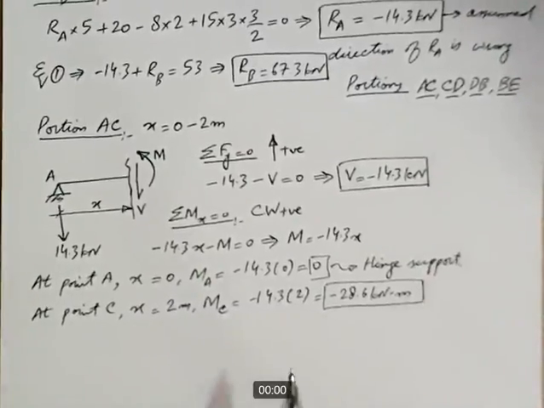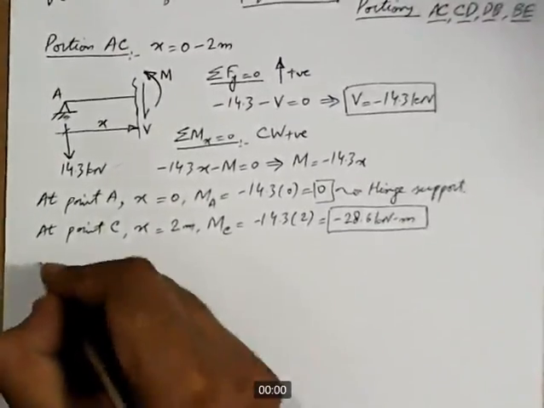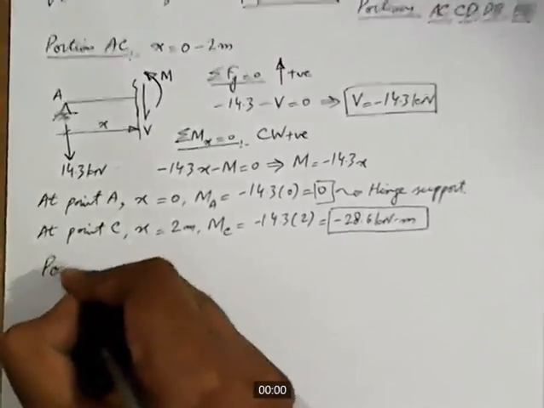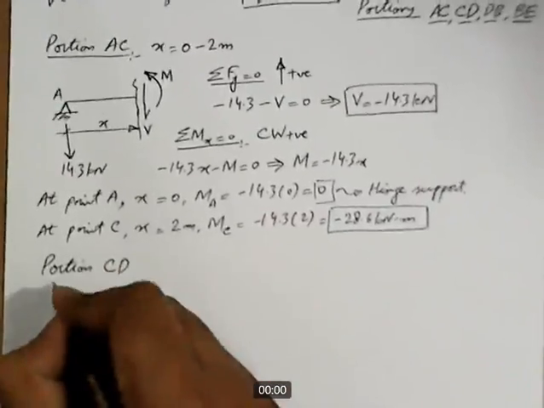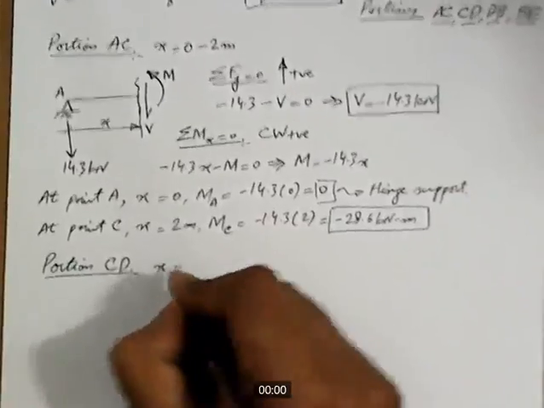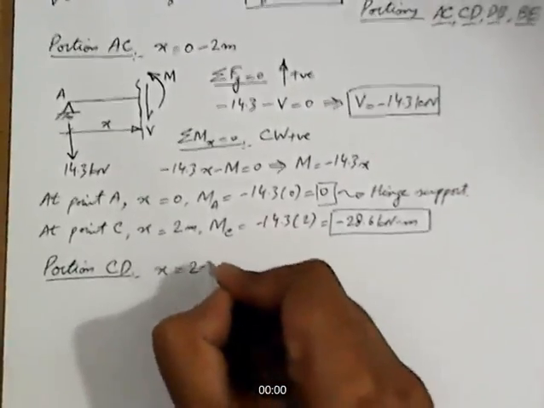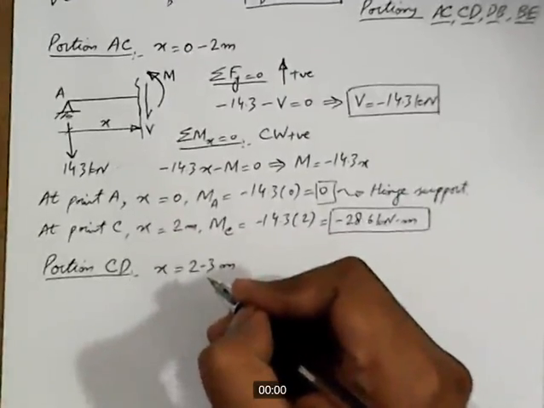This completes our calculation for portion AC. Now let's move to the next portion, portion CD. What is the range of X? X varies from 2 to 3 meters for this portion. Now let's draw the free body diagram.